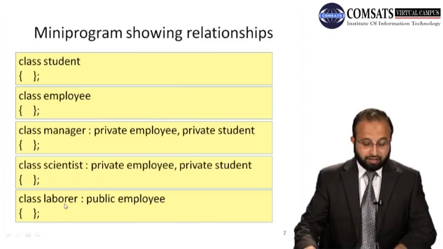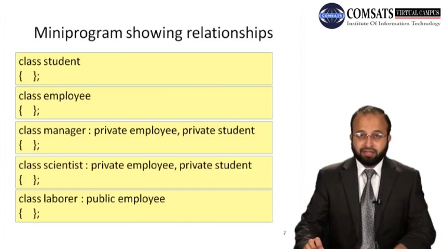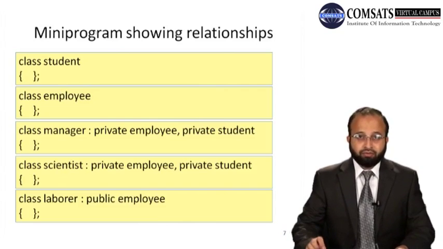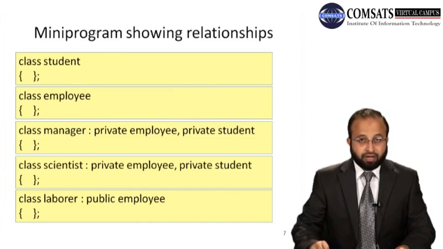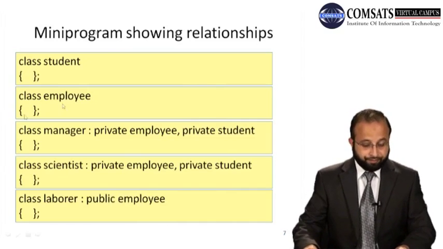So the laborer class is inherited from the employee class, and the type of inheritance here is public. But with scientist and manager, the type of inheritance with the employee and student class is private. This means that the objects of the manager and scientist classes are only able to access the public members of their own class, right? They are not able to access the public members of their base classes.